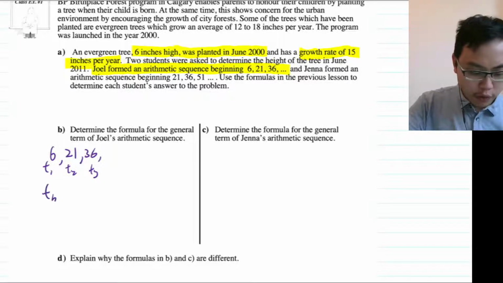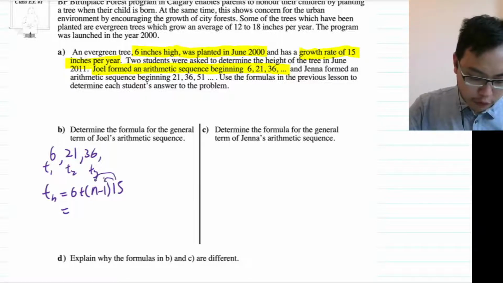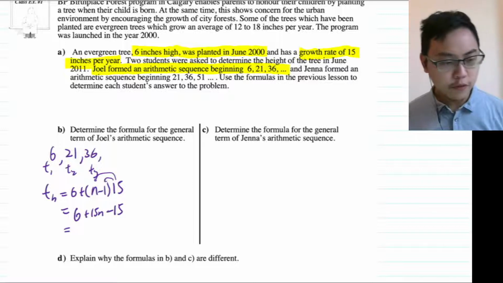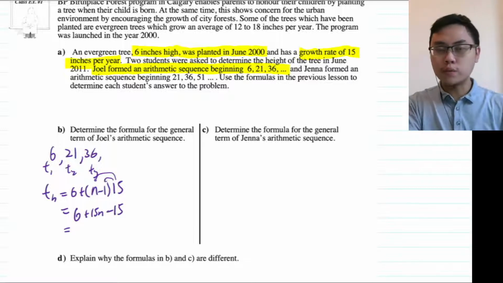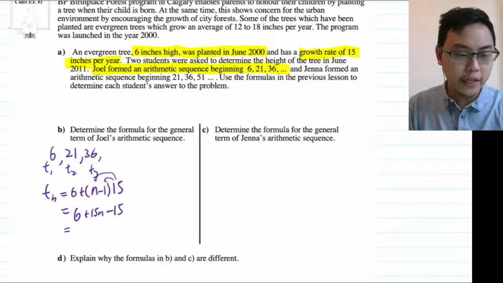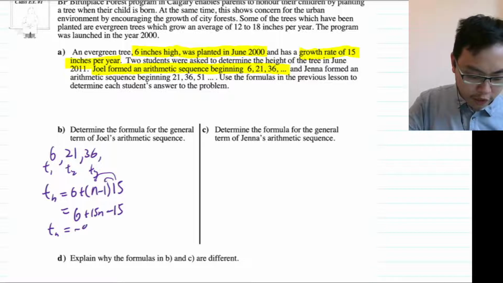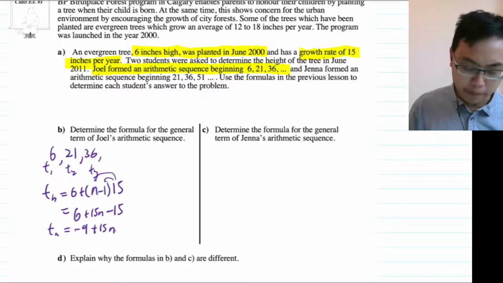Let's first do part B, which is to determine the formula for the general term of Joel's arithmetic sequence. So Tn is equal to 6 plus (n minus 1), and the common difference is 15. Let's expand the bracket. 15 goes into both of these terms, so that's 6 plus 15n minus 15. Then 6 subtract 15, I'm just going to use my calculator to be sure because of negative numbers, gives me negative 9. So Tn would be negative 9 plus 15n.